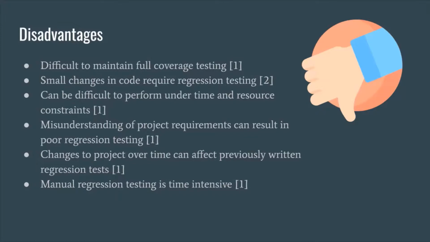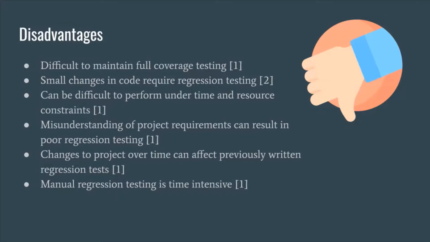A misunderstanding of project requirements can result in poor regression testing. If those who are creating the tests do not have a clear understanding of the project requirements, then poor tests can be created, which will then be added to the regression testing bank, affecting future iterations of the project.